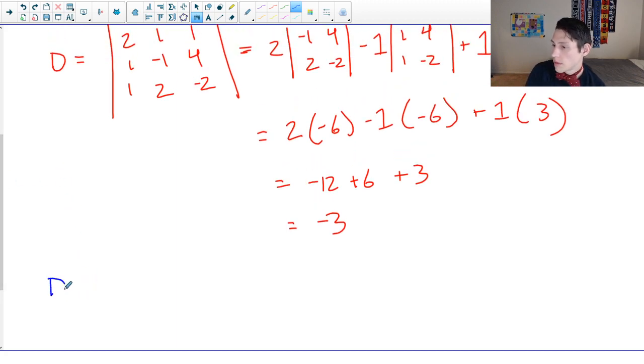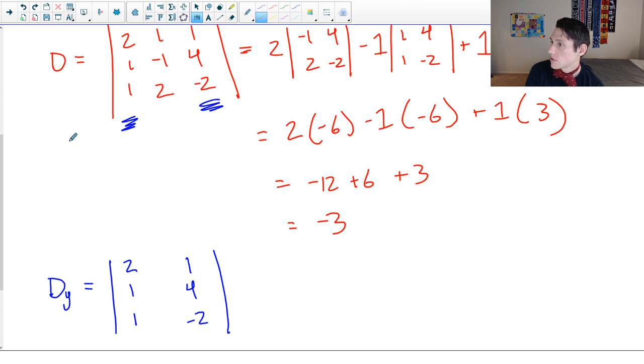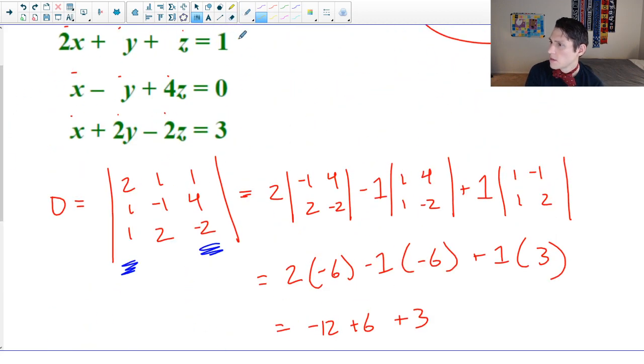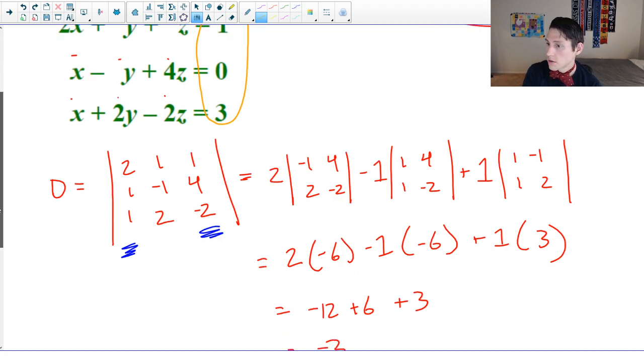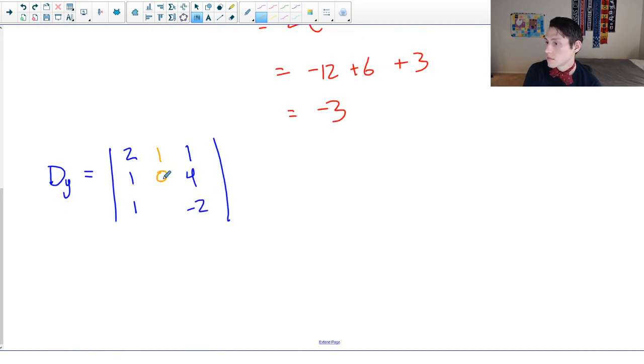Okay, now we want to know Dy. That means we will keep the x column and the z column exactly the same. However, since we're doing it for Dy, instead of the y column that we had originally, we will replace it with the stuff on the right side of the equation. So 1, 0, 3. And now we'll do this determinant.